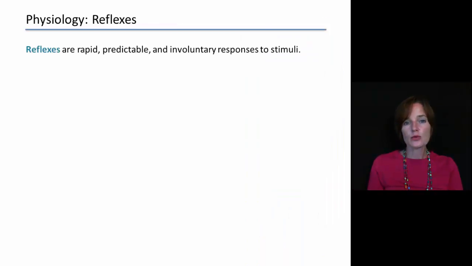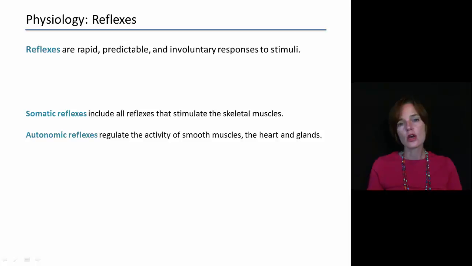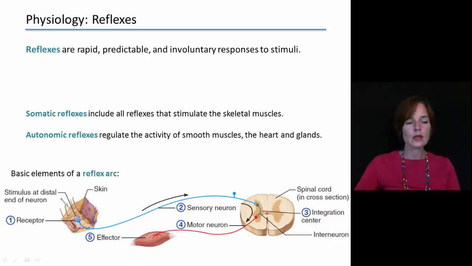Now, if we talk about reflexes, they are going to be rapid, predictable, involuntary responses to stimuli. So basically something that we're not actually going to be consciously controlling. These fall into two categories. We have what are called somatic reflexes. These somatic reflexes are going to be reflexes that stimulate skeletal muscles. The other type of reflex, the autonomic reflex, these are going to regulate the activity of smooth muscles, the heart, and then also the glands.